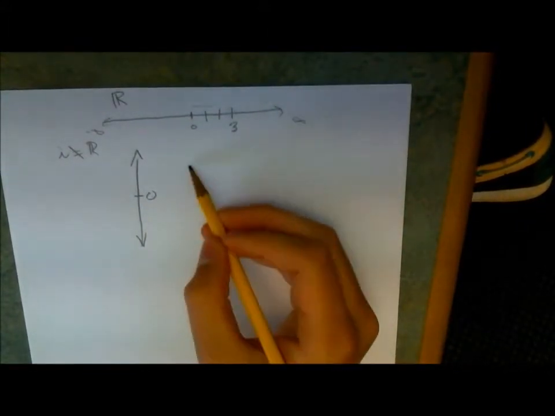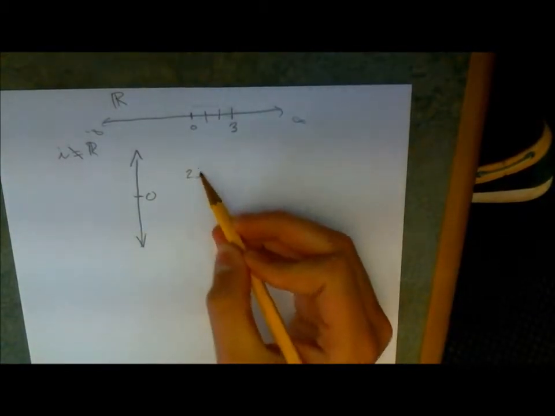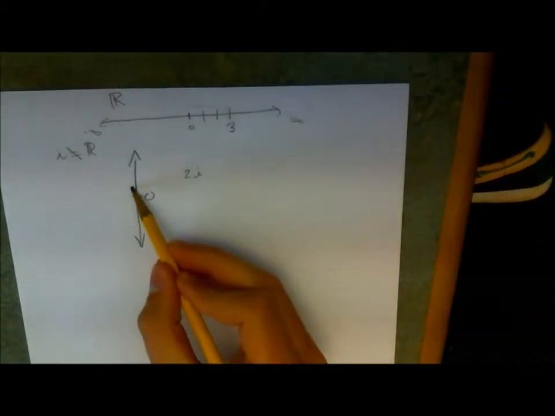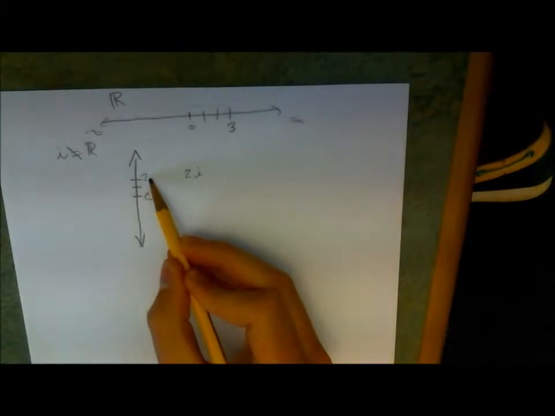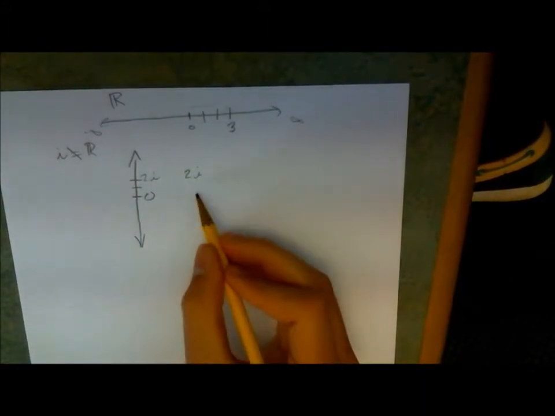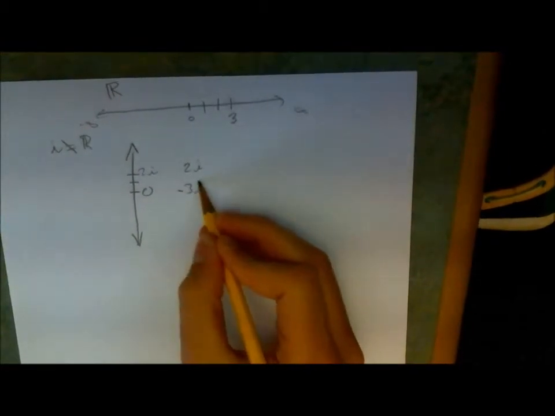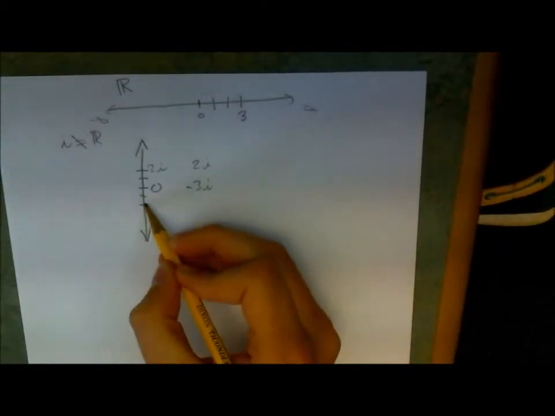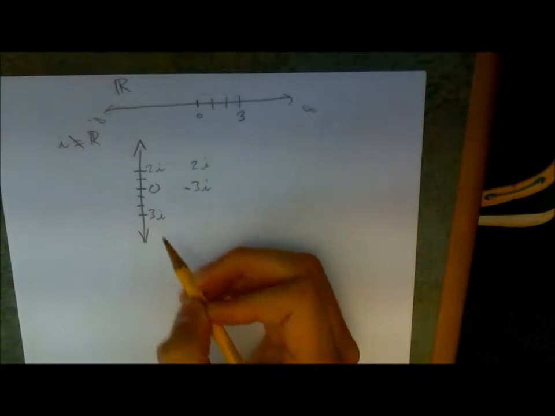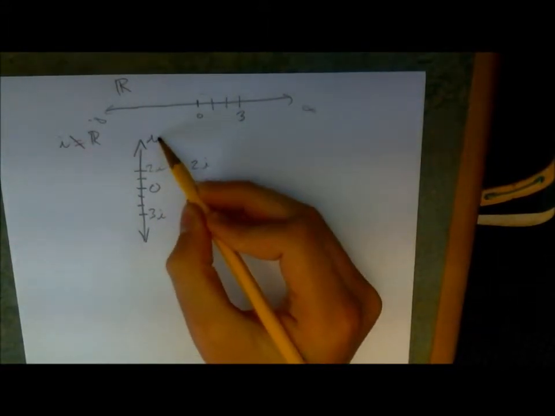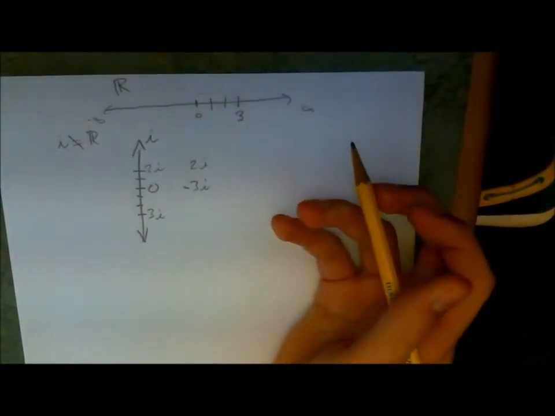Let's say you're going to try to plot 2i. You'd have to go up 2, 1, 2. This would be 2i. Say you're trying to graph negative 3i. You'd go down 1i, 2i, 3i. And that's how you would plot on the imaginary axis.